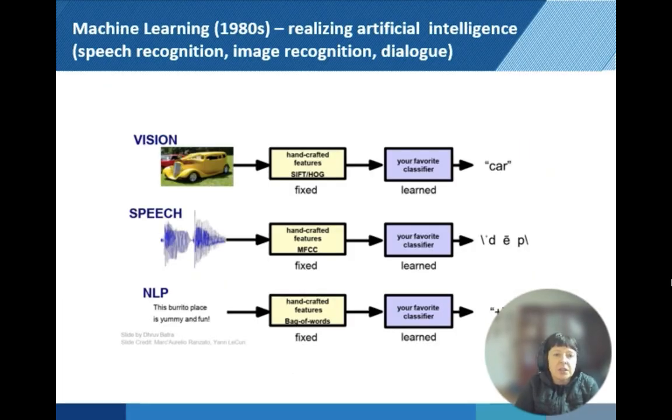Machine learning in the 1980s focused on realizing artificial intelligence in speech recognition, image recognition, dialogue, and in autonomous cars. And nowadays, you face AI in your own mobile phone with face recognition. If you call to book a taxi and you don't book via an app, instead of a human, you can encounter an automated bot that takes your order.